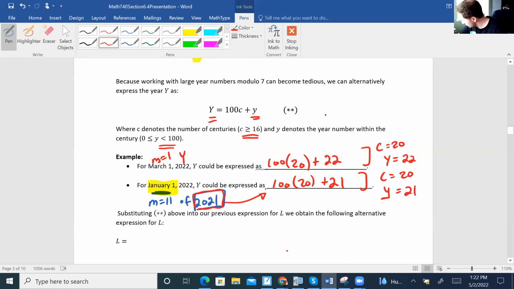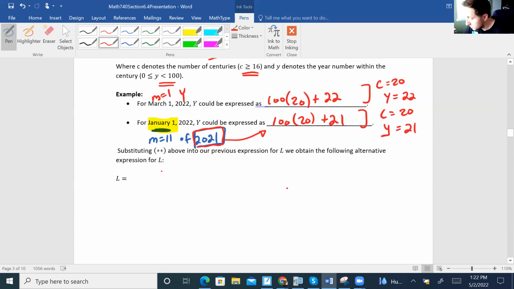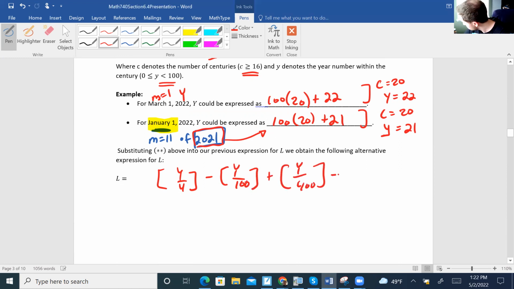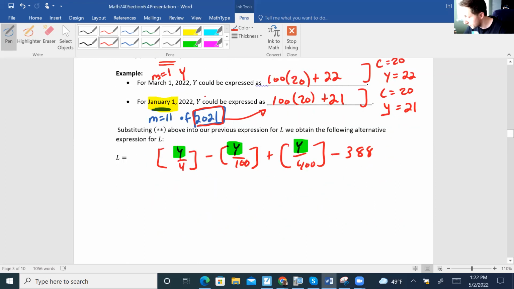Okay, so next up, we had an expression for L before. Just to remind you, this was Y over 4 from our last slide, minus capital Y over 100 plus capital Y over 400 minus that constant 388. Using our new expression for Y, which I'm going to highlight in green, I'm going to substitute that expression, 100c plus little y, in for capital Y.